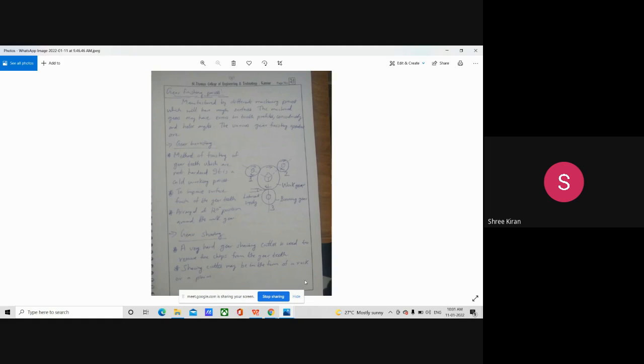So in the case of gear burnishing, we have a work gear and a burnishing gear. This is the method of finishing of the gear teeth which are not hardened, and all this happens as long as the teeth are not hardened. It is a cold working process, because the material is not hardened. Before the teeth become strong enough, the material is removed.